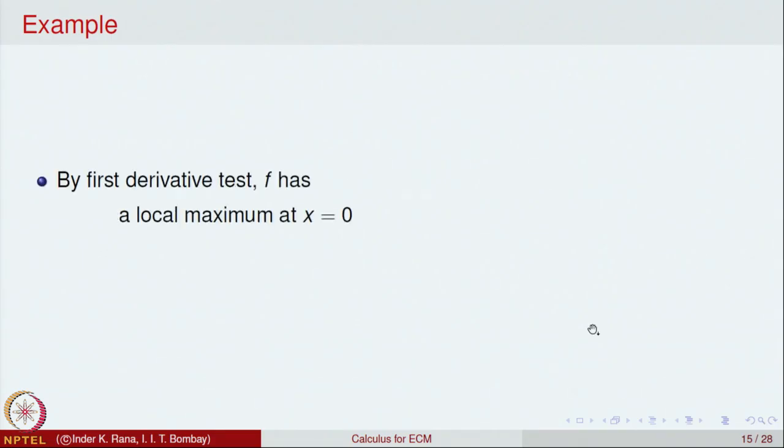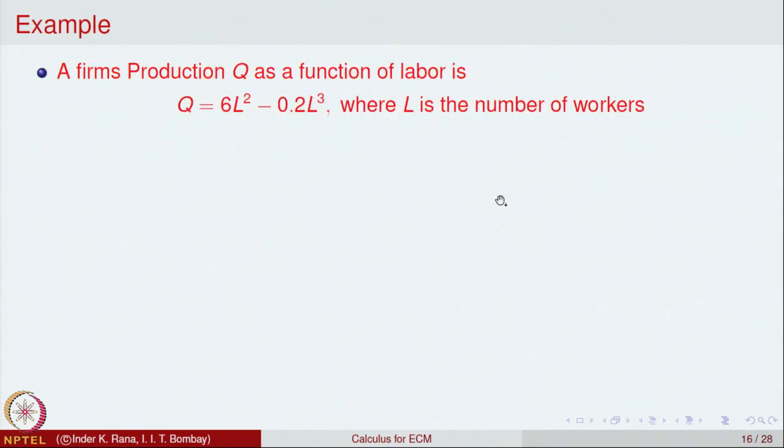So, the first derivative test applies, and we have a local maximum at this point x is equal to 0, and local minimum at the point x is equal to 2 and x is equal to minus 2. So, by looking at the first derivative test, by the nature of increasing and decreasing, we have just concluded that the function has a local maximum at the point 0 and local minimum at the points 2 and minus 2 both. Let us apply these ideas to an example in economics.